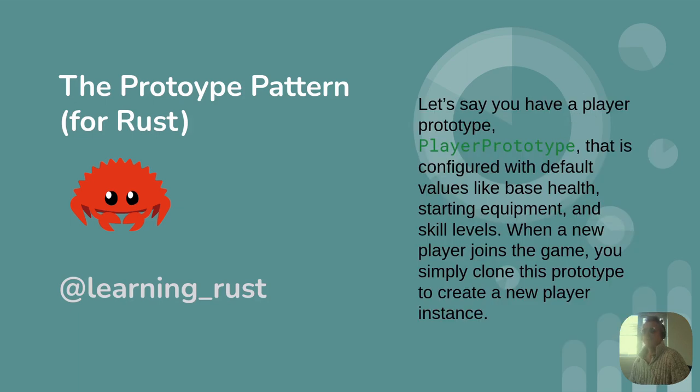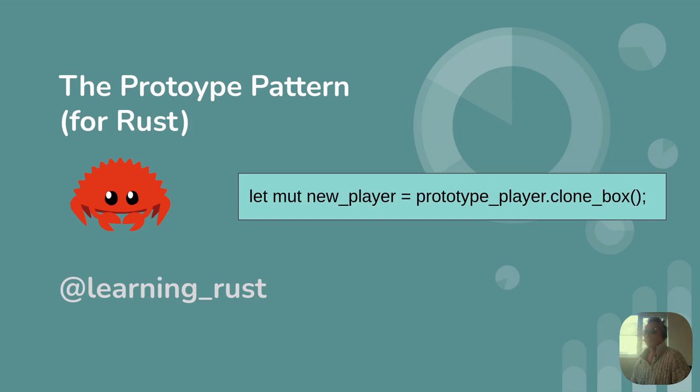So let's say you have a player prototype that is configured with default values, obviously this is a game, so base health, starting equipment, skill levels, etc. When a new player joins the game, you clone the prototype to create a new player instance. You don't have to keep doing expensive initializations of new instances. And it uses clone. So let new player equal prototype player dot clone box.